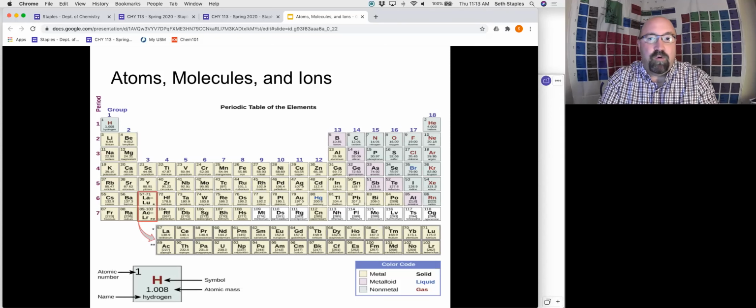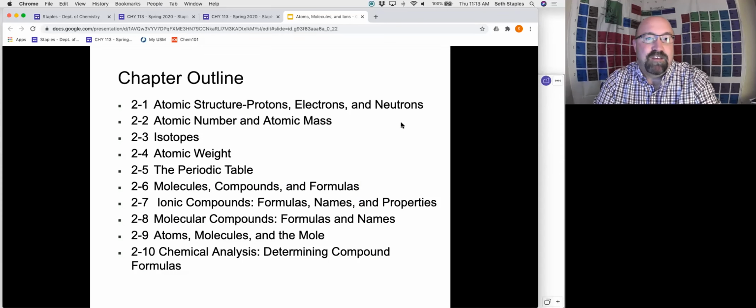And so today we're going to take a look at basic atomic structure, protons and electrons and neutrons. We're going to look at some definitions of things like atomic number and atomic mass, and how that relates to isotopes and atomic weight. And finally, we'll end today with looking at some of the basics of the periodic table, how it is set up, and how some of that relates to some of this atomic structure.